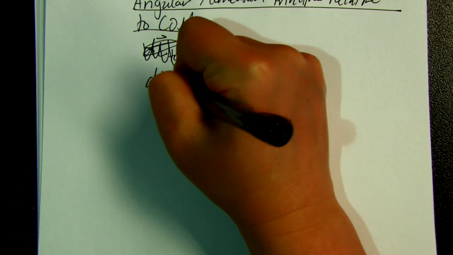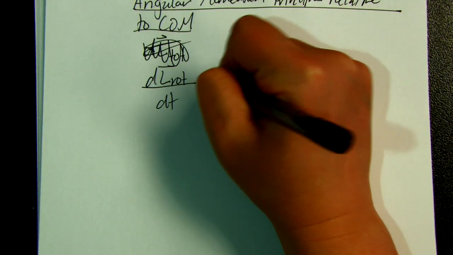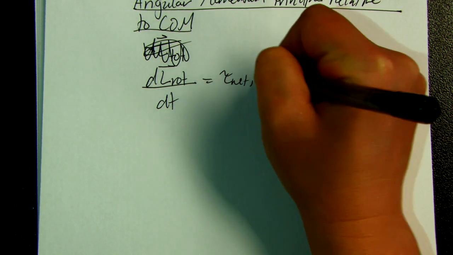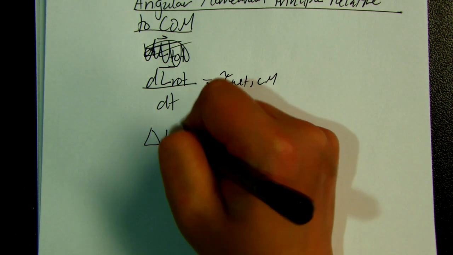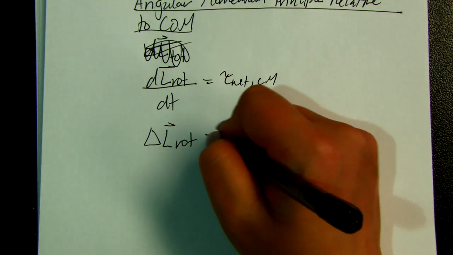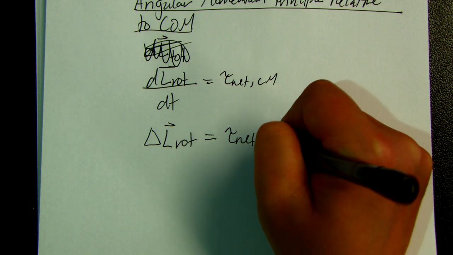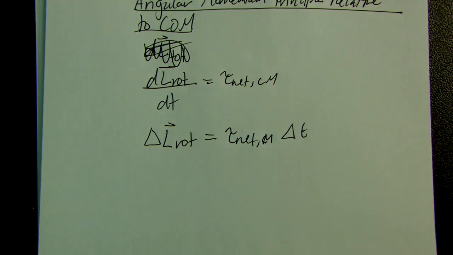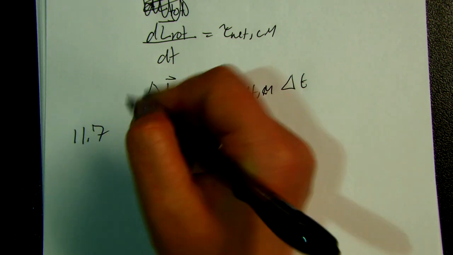The change of rotational angular momentum with respect to time is equal to the net torque relative to the center of mass, and therefore the change of rotational angular momentum is equal to the net torque relative to the center of mass times delta T. So, very convenient way to solve these types of problems. All right, so let's solve some of these types of problems.